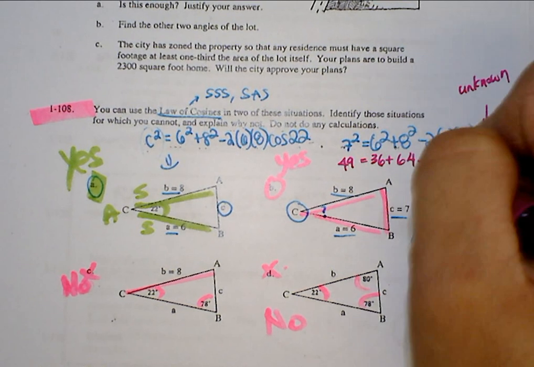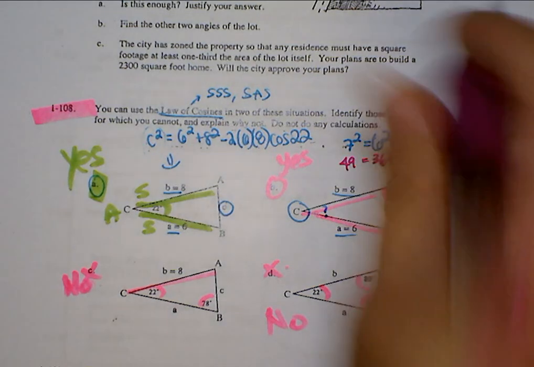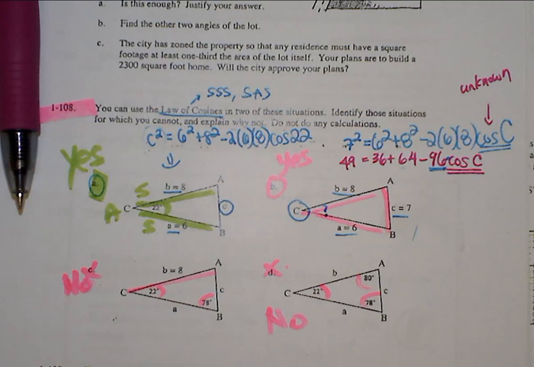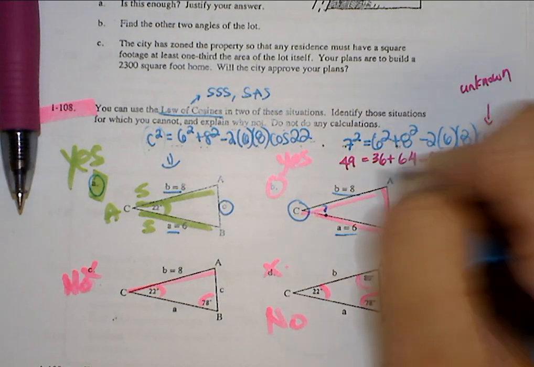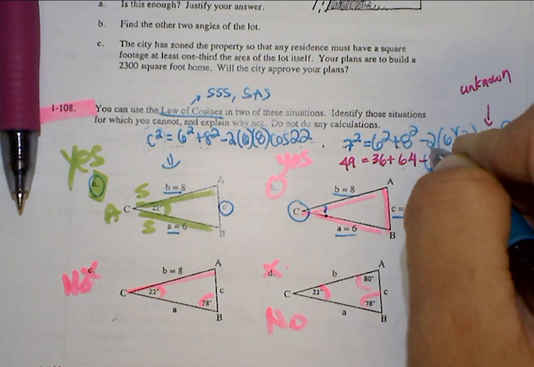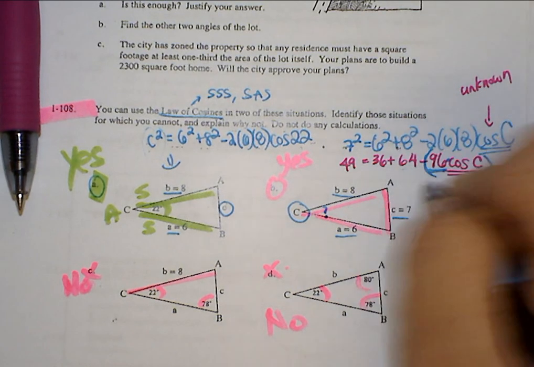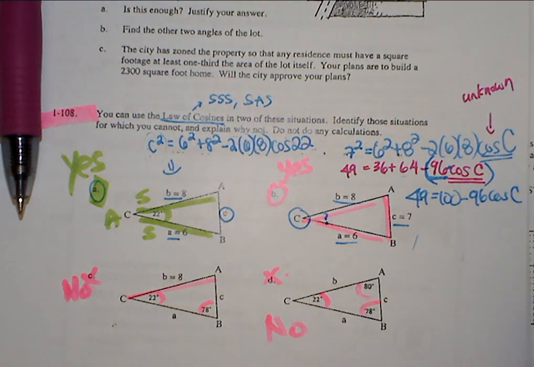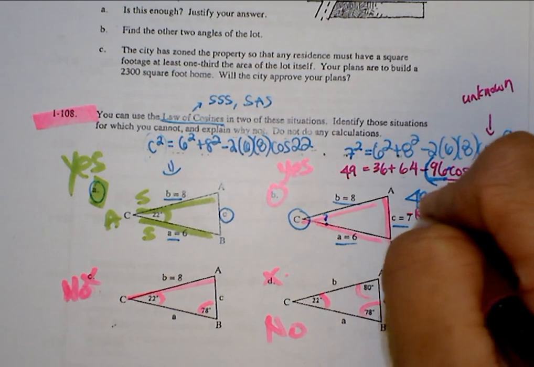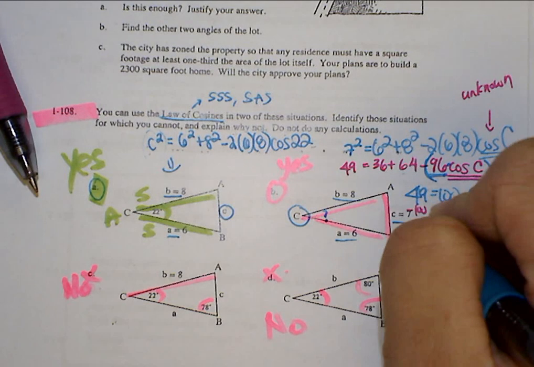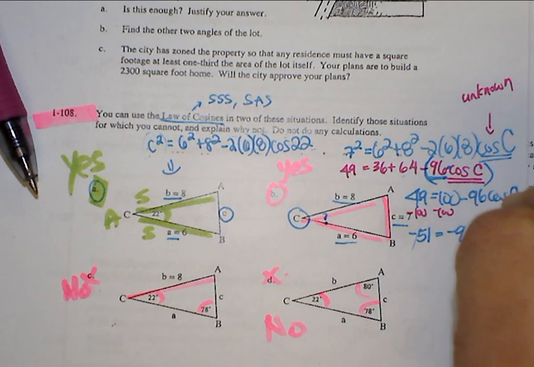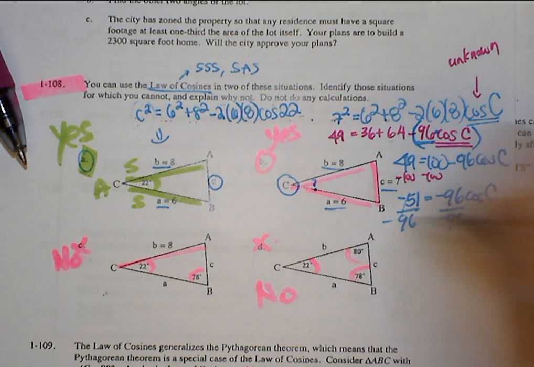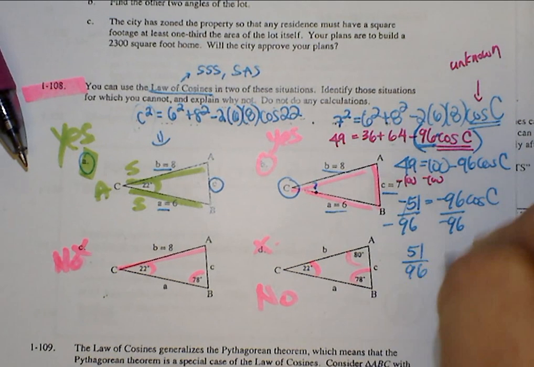That's still the variable. And I know some of you guys are tempted to do 36 plus 64 minus 96, but you can't, because 96 is being multiplied to cosine of C. So that has to go first before you add or subtract these. So these have to stick together. So 36 plus 64 is 100. So 49 equals 100 minus 96 cosine C. I'm going to subtract 100 from both sides. So negative 51 equals negative 96 cosine of C. Divide by negative 96 on both sides. Negative, negative. Okay, so 51 over 96 equals cosine of C.